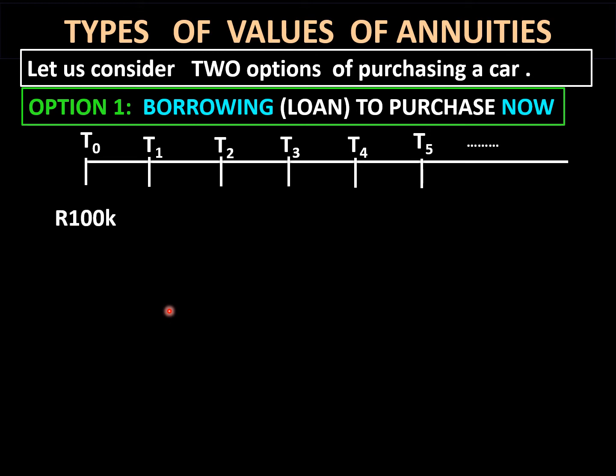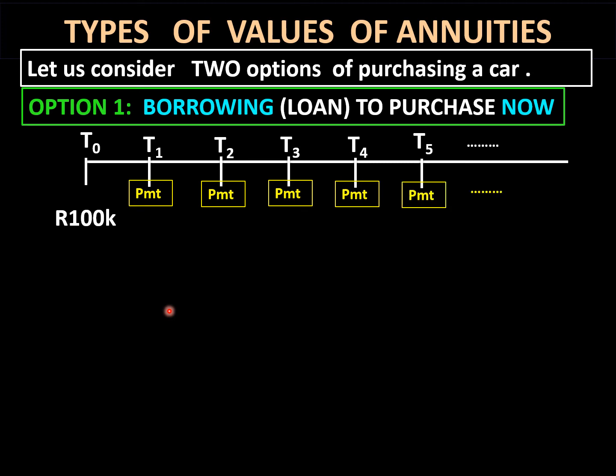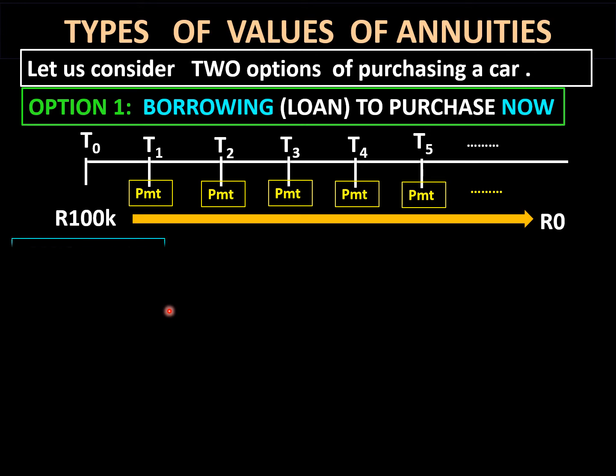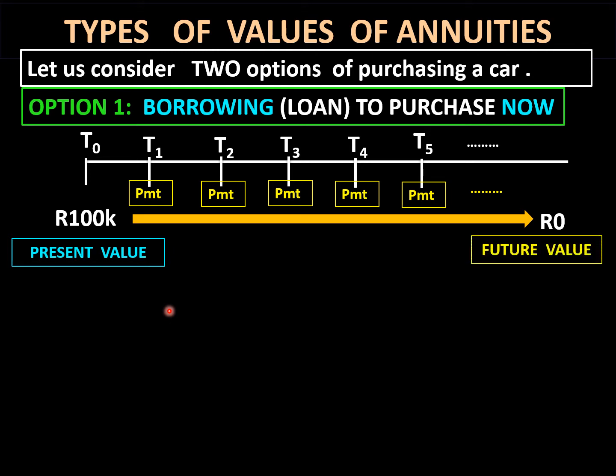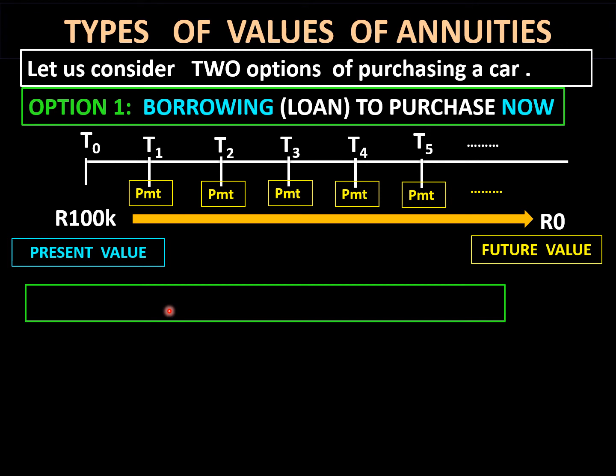So let's say we have 100,000, and we make our regular payments and another payment. So that 100,000 will keep on decreasing until eventually, after you made all your payments, your balance should then owe 0. Now this 100,000, when you purchase the car, you purchase it now. So that 100,000 here is the present value of this annuity. And this 0 is the future value of the loan. After all the payments, the future value would be 0.